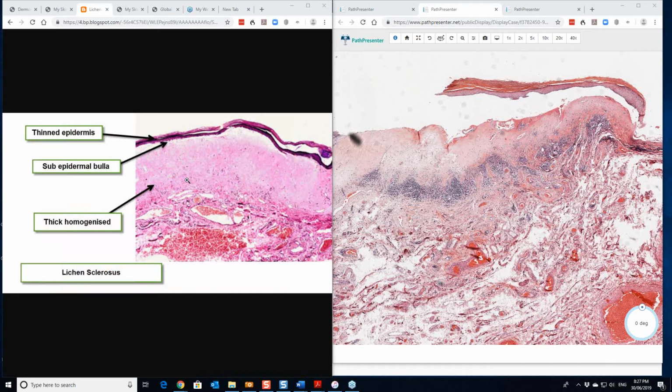As a summary, again, this was what we had on the website here. A thinned epidermis, the blister occurring here, the thick layer of collagen, and any lymphocytic infiltrate you have is underneath that thick collagen here. We call it thick homogenized collagen, a subepidermal bulla here. Bit of bleeding, larger vessels underneath here. So this is lichen sclerosus.